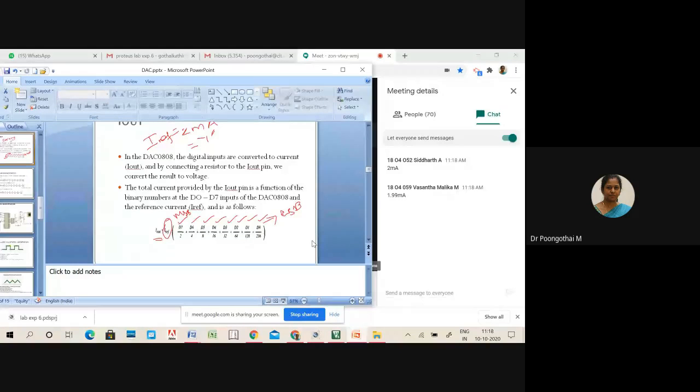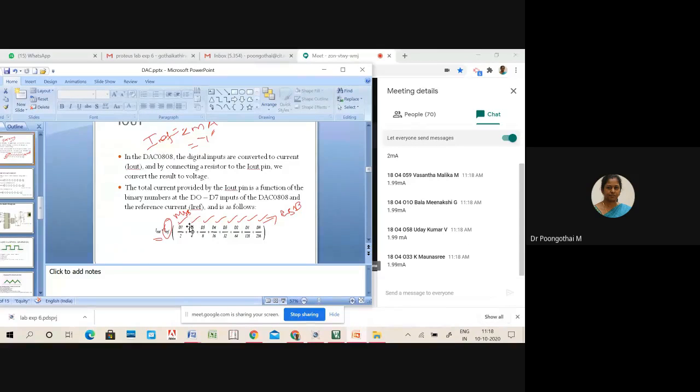2 milliamps, that is 1.99 milliamps. So that is the correct answer. When we are applying 1 to all the bits from D0 to D7 and multiply that value with the I reference value, you will be getting 1.99 milliamps. Okay. So next we have to calculate V out.